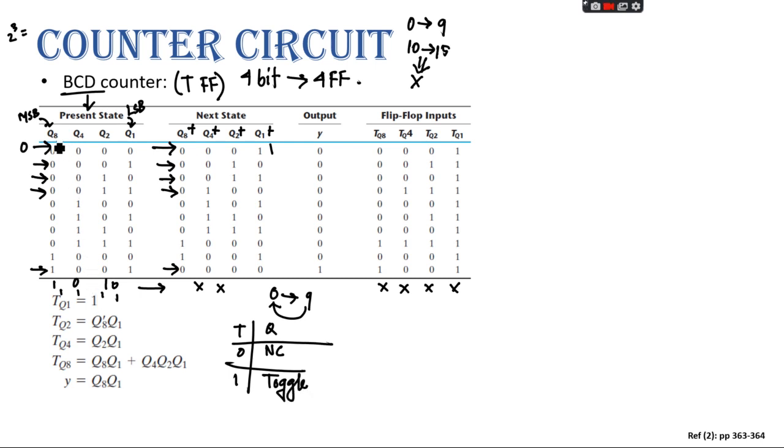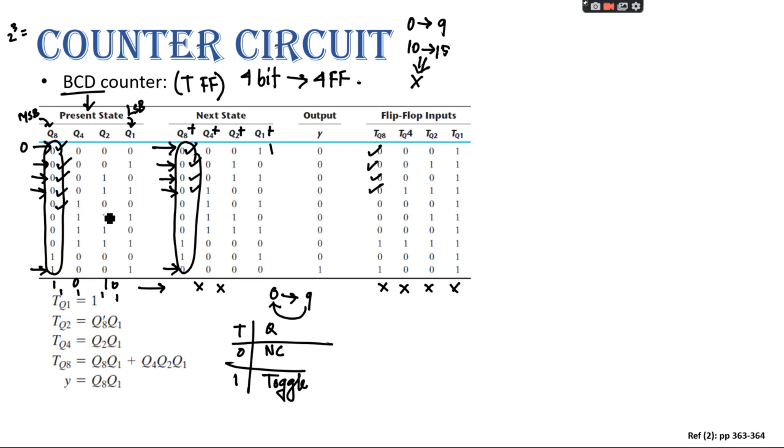Yes, sir. So now if we consider the Q8 position with Q8 plus, here 0 0 means no change, so the input should be 0. Likewise, for each of these 0 0 rows, it means no change, so the input should be 0.